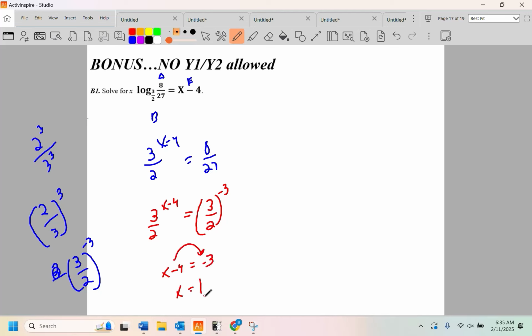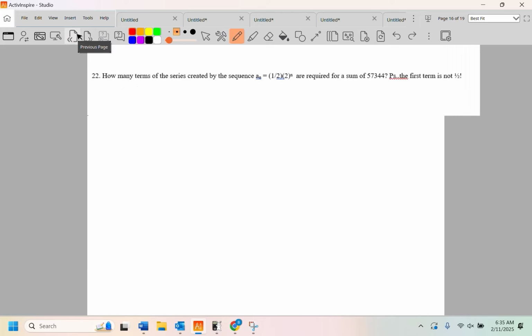X is 1. This was one of the bonus questions on the last test, and I think 5 or 6 kids got it, out of 70. Not a very good percentage, but it happened nonetheless.